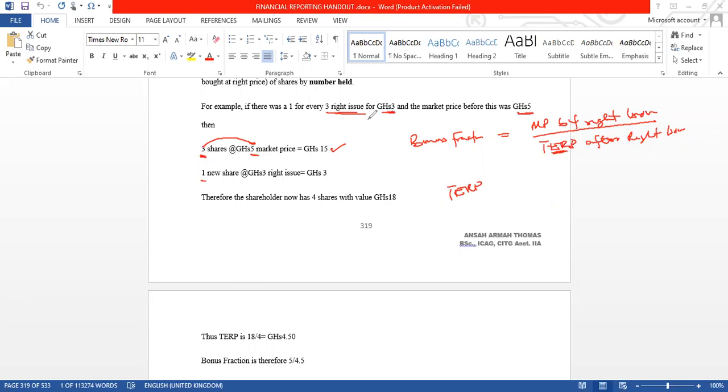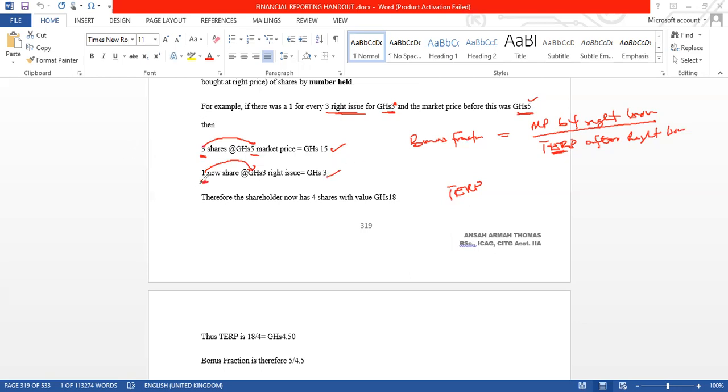All right. So they said that if you have 3 shares, you have an additional one, which is priced at 3 cedis. Don't forget, we said in the characteristics that the rights issue price is always lower than what? The market price. That is why you see it's lower. The market price is 5, the rights issue is 3. So one new share will now come in at a price of 3. If you multiply that, you are going to get this figure.